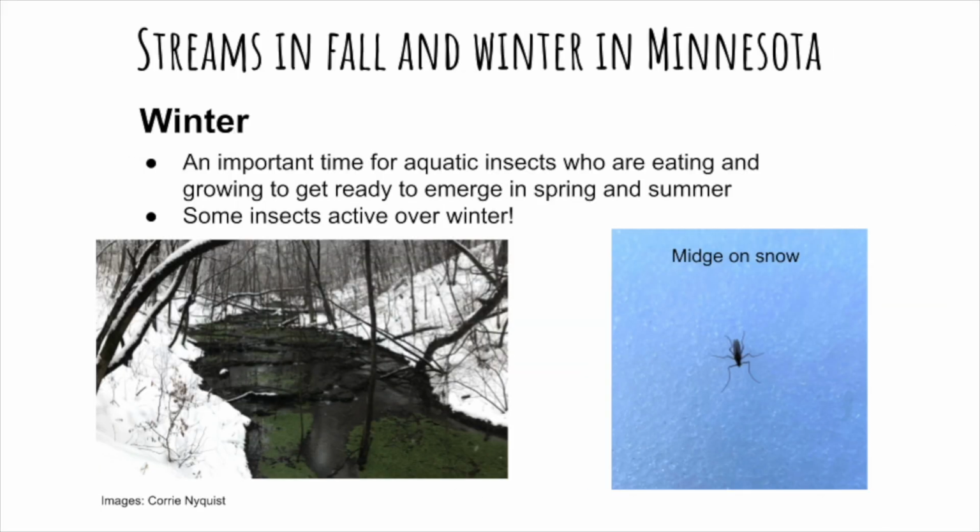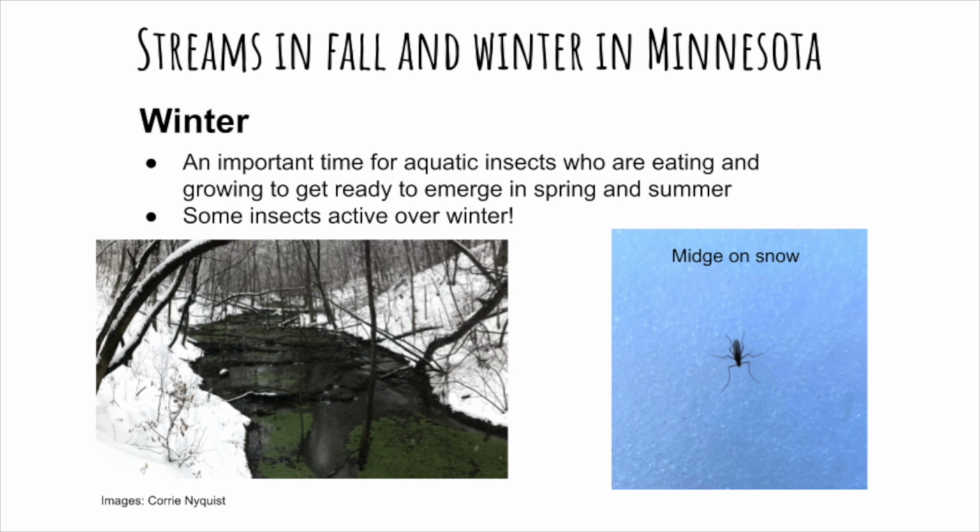Although streams in winter may be covered with snow, there are still a lot of live, active animals in the stream. In fact, this is an important time for aquatic insects who are eating and growing to get ready to emerge from their watery home in the spring and summer and fly away. However, there are some insects that emerge out of the water in the winter. For example, some midge or chironomid species complete their whole life cycle in the winter, including mating and laying eggs in the water, even when there's snow on the ground.